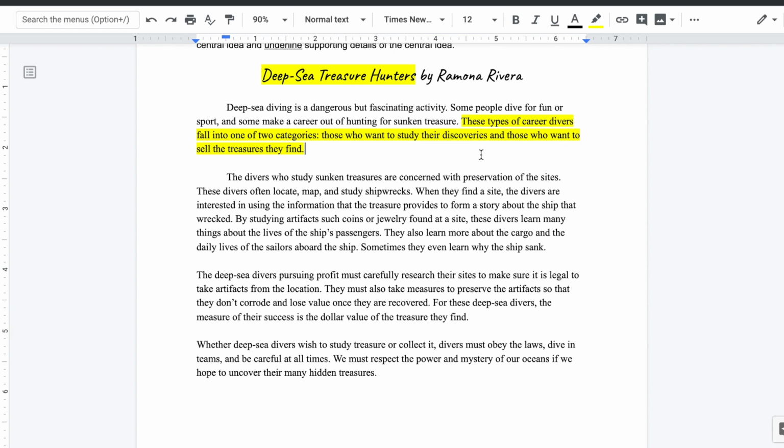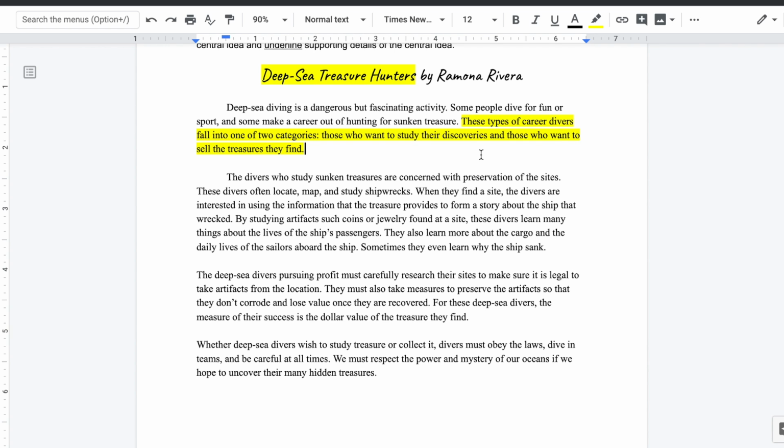The divers who study sunken treasure are concerned with preservation of the sites. These divers often locate maps and study shipwrecks. When they find a site, the divers are interested in using the information that the treasure provides to form a story about the ship that wrecked. By studying artifacts such as coins or jewelry found at a site, these divers learn many things about the lives of the ship's passengers. They also learn more about the cargo and the daily lives of the sailors aboard the ship. Sometimes they even learn why the ship sank.